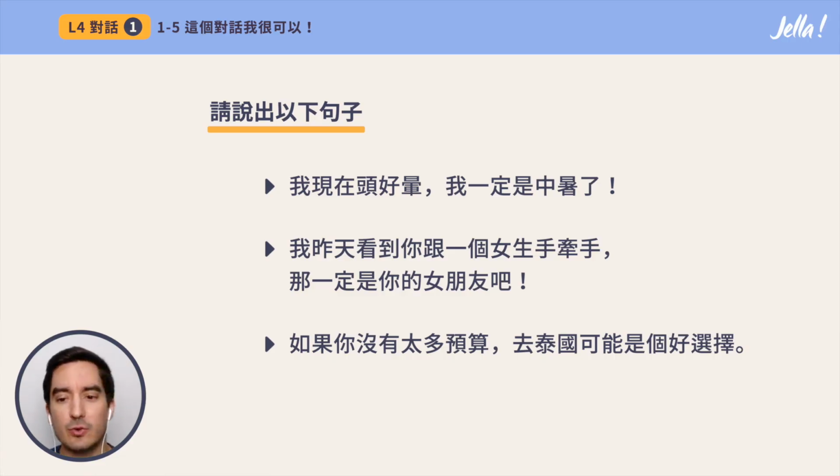Now, there are a few other ways people wrote it. If you haven't had too many budget, that doesn't really work. Or if you don't have extra budget, that doesn't really work either. Now, budget does not mean money. So if you wrote those two, I think it would work if you use the word money. If you don't have extra money, going to Thailand might be a good choice. So a budget is like a set plan for what money you want to spend. So the budget is like that plan.